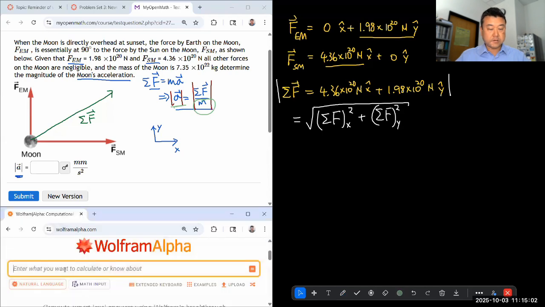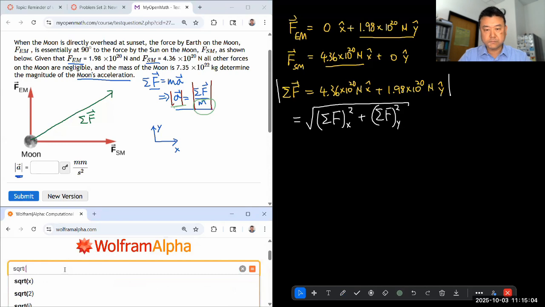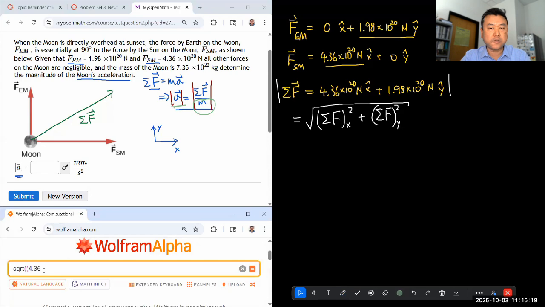So square root of, for the force, I will plug in all the numbers, all the units. Let me use Wolfram Alpha to do this unit conversion and also double check my algebra. 4.36, I'm going to use the E notation, E20, that means times 10 to the power of 20 newtons, squared, plus 1.98 E20 newtons, squared. So that will give me the net force. I guess I can do the whole thing in one shot, divided by the mass. I'm given the mass of the moon, 7.35 times 10 to the 22.